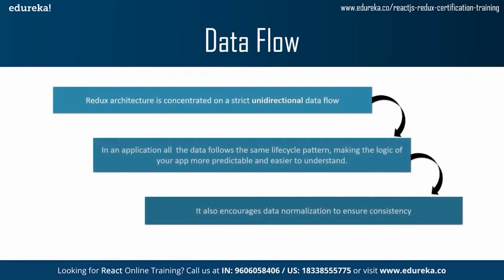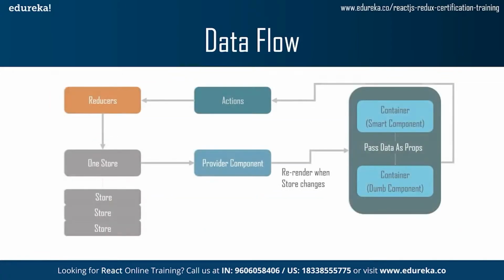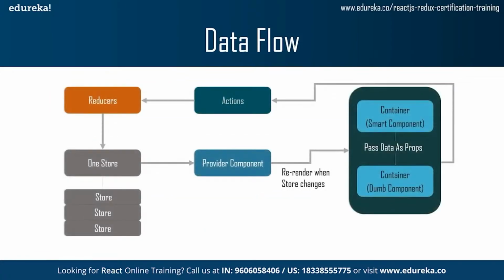So Redux architecture is concentrated on a strict unidirectional data flow. In an application, all the data follows the same lifecycle pattern, making the logic of your app more predictable and easier to understand. It also encourages data normalization to ensure consistency. The picture represents the flow diagram of the Redux application, which contains all the components which we have discussed.